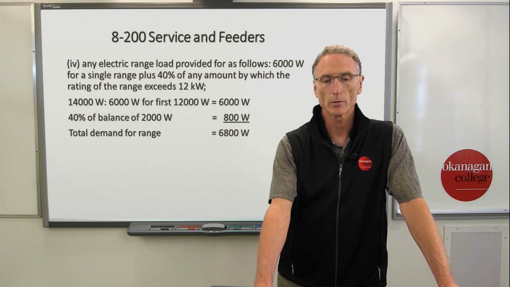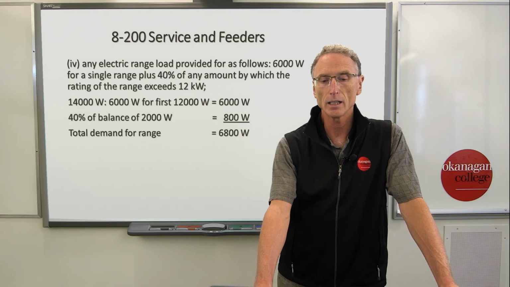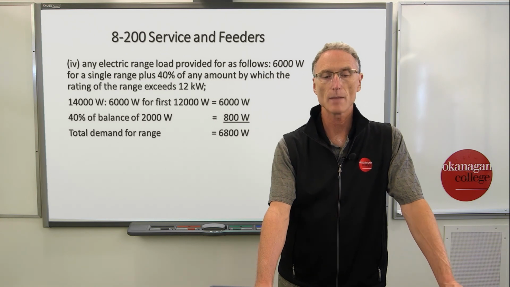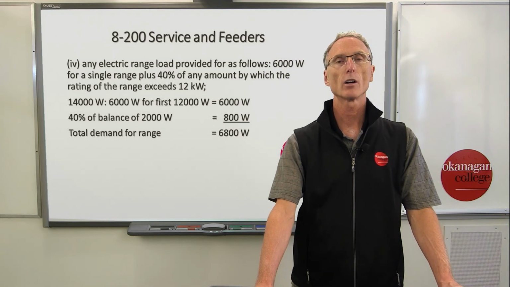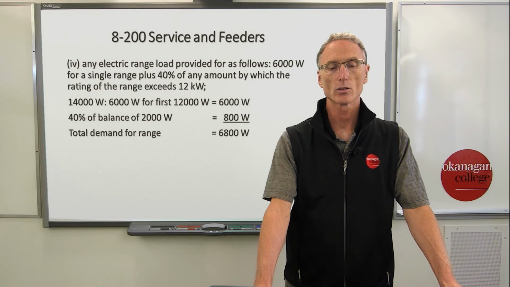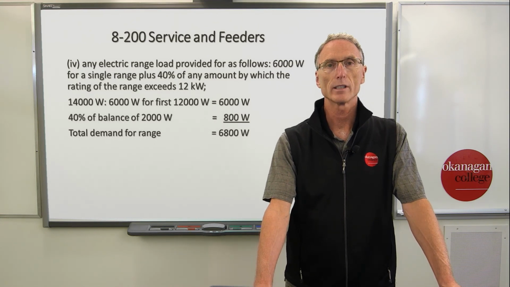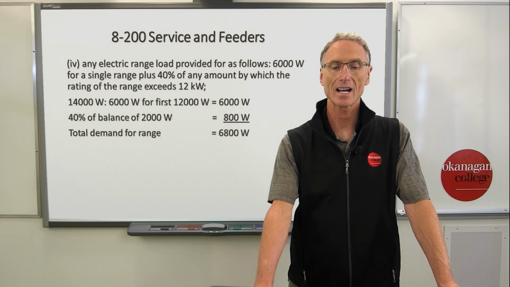Any electric range provided for as follows: 6,000 watts for a single range plus 40% of any amount by which the rating of the range exceeds 12,000. So what that means to us, let's just sum that up. What that means is whatever our range is, in this case it's a 14,000 watt range, we're going to take the first 12 kilowatts of that range and apply 6,000 watts to our load.